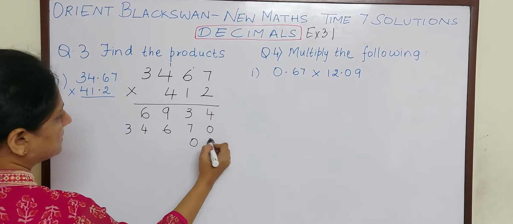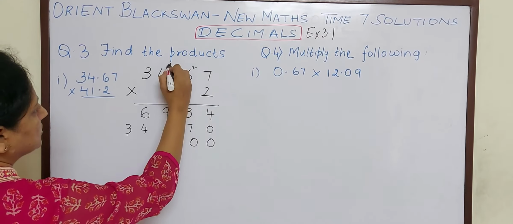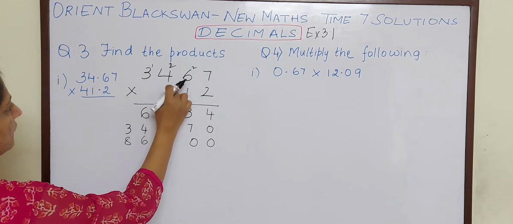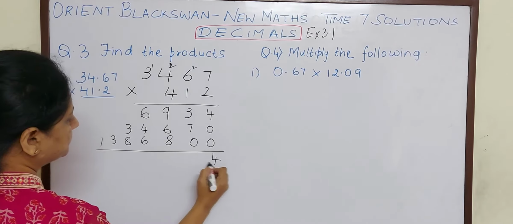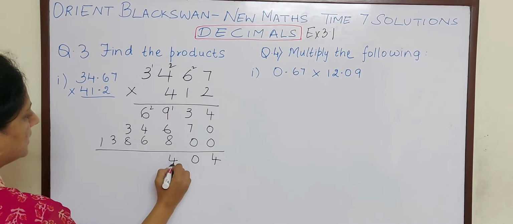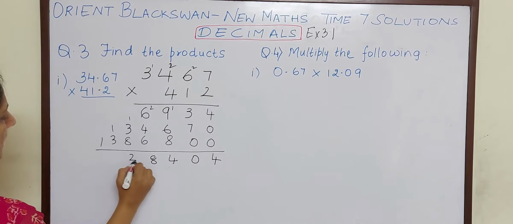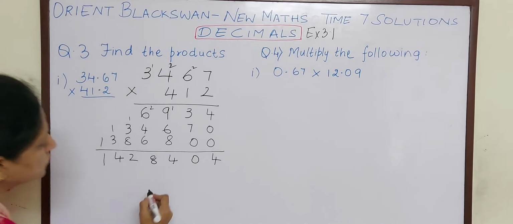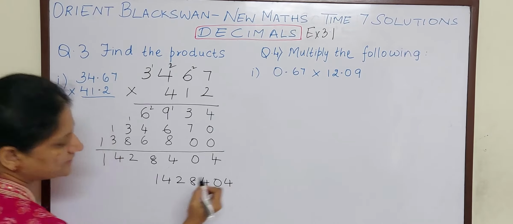Then 2 zeros, 4 sevens are 28, 4 sixes are 24 plus 2 26, 4 fours are 16 plus 2 18, 4 threes are 12 plus 1 13. Right? Now we will add this. 9 plus 1 10, 18, 24, 6 10 16 18, 8 plus 4 12. Now this is our final answer, right children? 1428404. Now what is our next step?